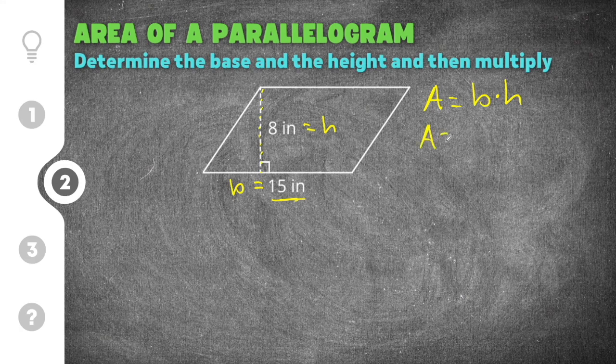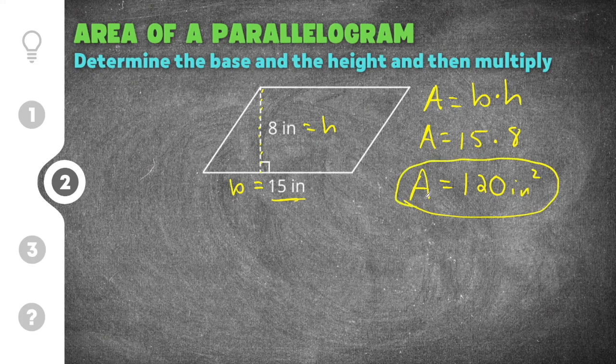To get the area, we're going to multiply the base, which is 15, times the height, which is 8, and when you multiply 15 times 8, you will get 120, and both of these were inches, so our units are going to be inches squared. The area of this parallelogram is 120 inches squared.